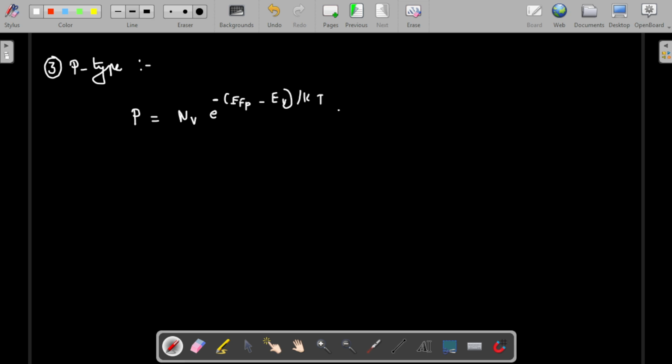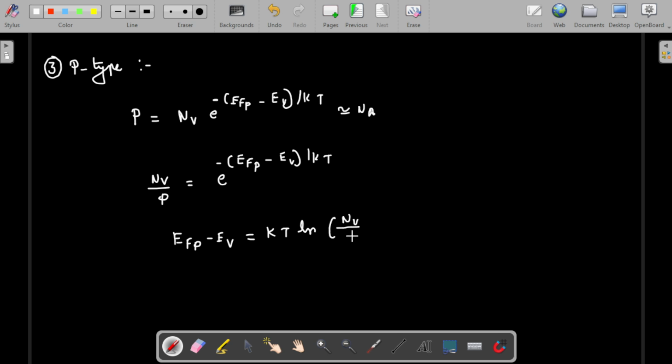The same thing. This p will be approximately equal to NA. So let's divide Nv by p and take ln and remove the values. EFp minus Ev divided by KT. Okay, so let's take ln and move the KT to that side. So EFp minus Ev will be equal to KT ln Nv divided by p. Then this p can be written in terms of the acceptor atom concentration, right? So then it is KT ln Nv divided by NA. Okay. So this is the third formula that we are getting.